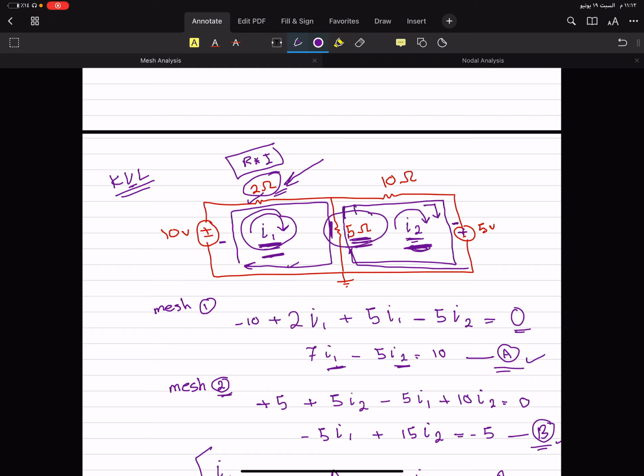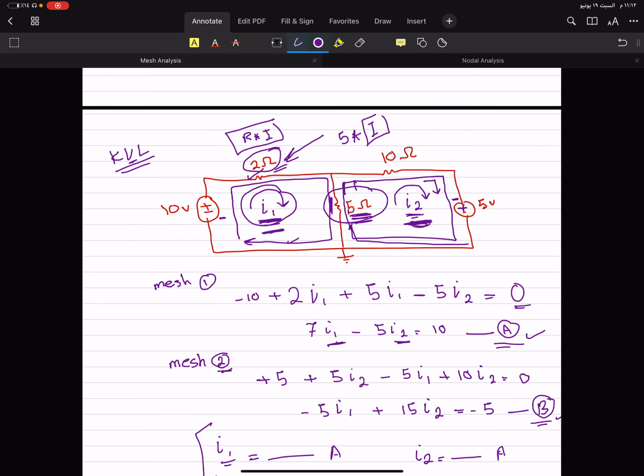The challenging one might be the 5 ohm resistance. Applying Ohm's law again, you know the resistance is 5, but multiplied by the current. How much is the current? Because this one is a mix between I1 and I2. Just like I said before, again, applying KCL at this node.